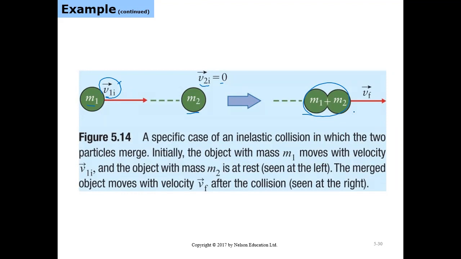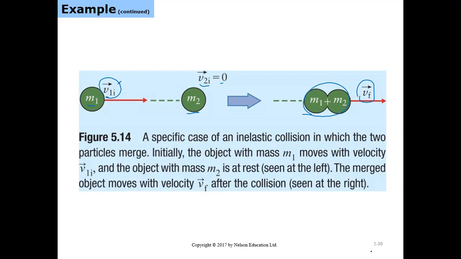So that means there is only one velocity after collision, right? Because M1 and M2 are one now. Both of them have the same velocity. So we are only talking about just one velocity. Let me call it VF. There is no need to call it V1F and V2F. There is only one speed after collision, right? So we are going to apply the conservation of momentum for this collision.